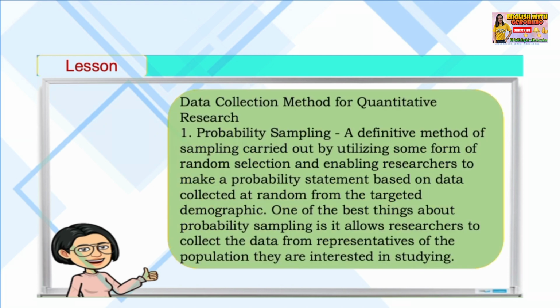Data collection for quantitative research. Number 1, probability sampling. A definitive method of sampling carried out by utilizing some form of random selection and enabling researchers to make a probability statement based on data collected at random to a targeted demographic. One of the best things about probability sampling is it allows researchers to collect the data from representatives of the population they are interested in studying.